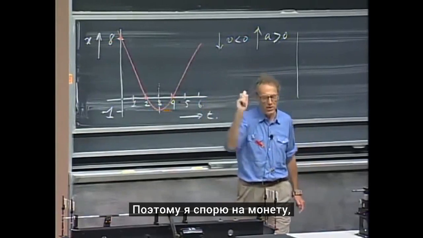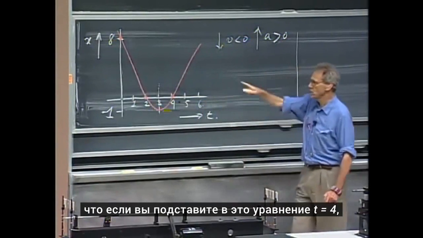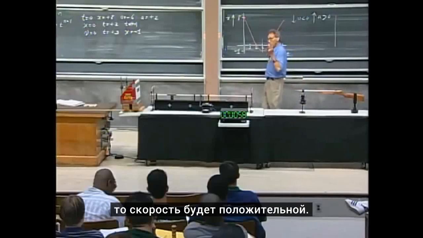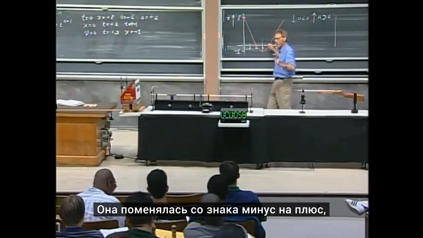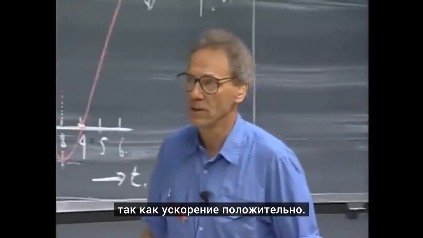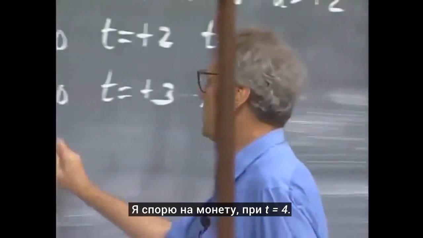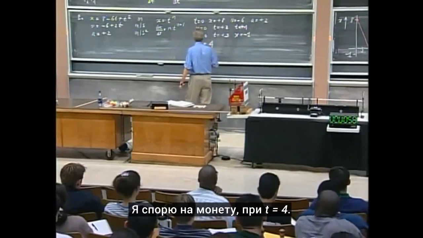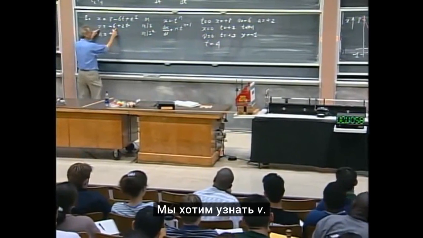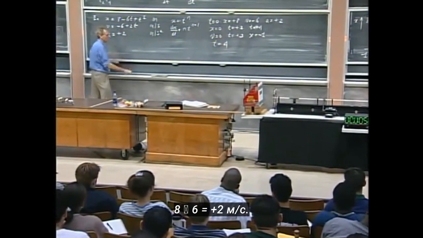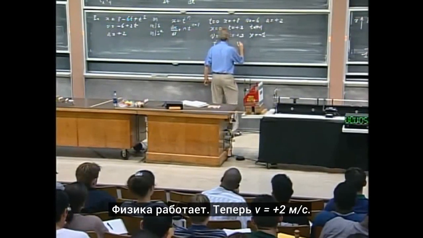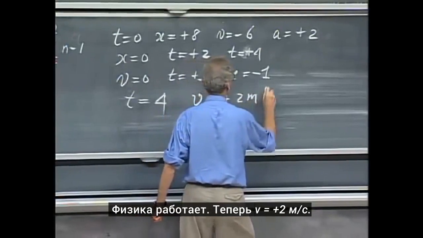This positive value of a is now increasing the velocity, and that's what you see. I therefore bet you a nickel that if you substitute in that equation t equals 4, the velocity better be positive. It has changed from a minus sign to a plus sign because of this positive acceleration. I bet you a nickel. t equals 4. What is x? What is v? We want to know v. 8 minus 6 plus 2 meters per second. You see, physics works. v is now plus 2 meters per second.